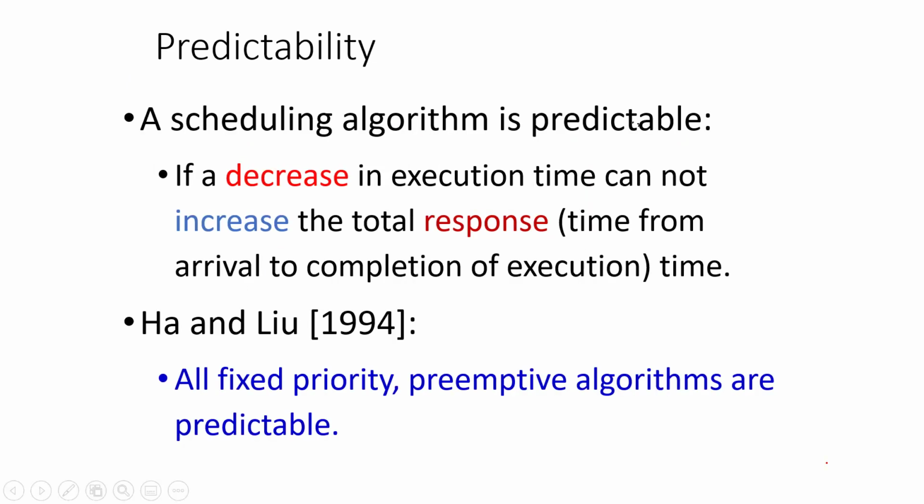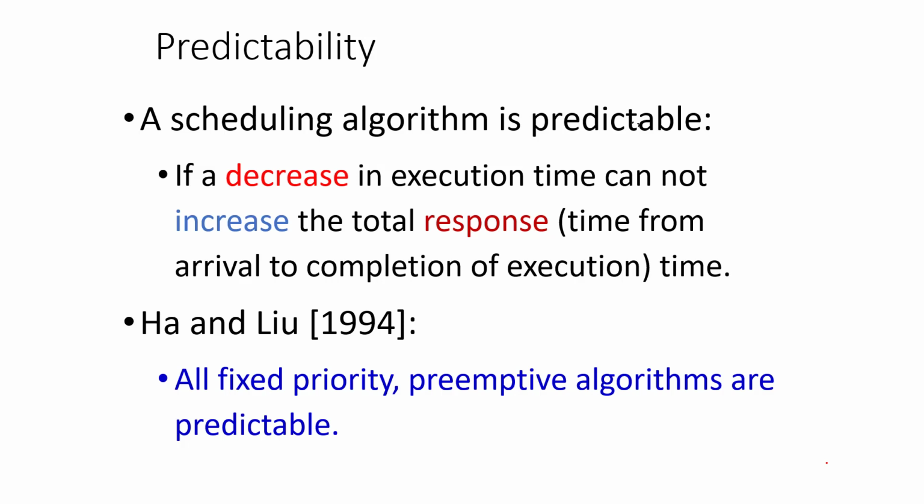So let us now define predictability. A scheduling algorithm is considered to be predictable if a decrease in the execution time, or any other action in which I am nice to the system, which means I either reduce execution times or increase the resources in the system, will not lead to an increase in the total response time. In a sense, the algorithm is well behaved without anomalies.